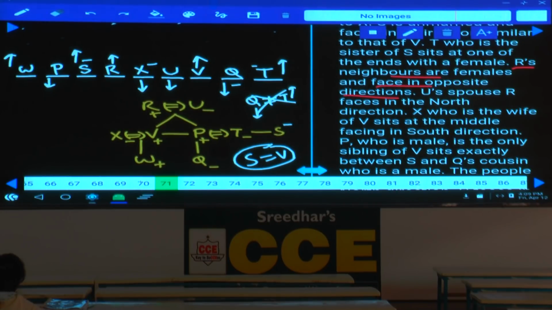Done with this 71 to 75. Then 76 to 80. Question number 76 to 80 done. Now 76 to 80.